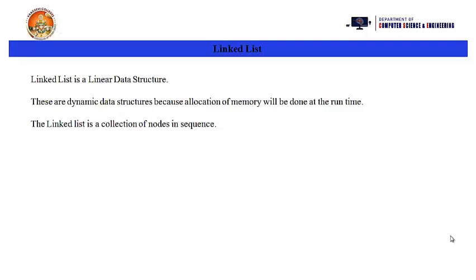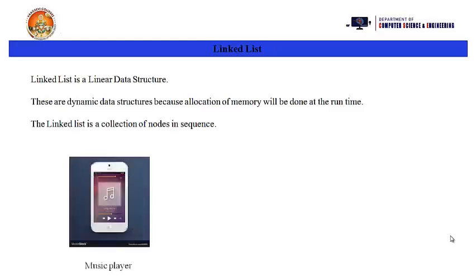In a linked list the memory will not be allocated in a continuous location, but we can connect those with links. Arrays are static memory allocation, meaning once the memory is allocated we cannot extend it. Linked lists are dynamic data structures and we can extend the memory as much as we need. The linked list is a collection of nodes in sequence.